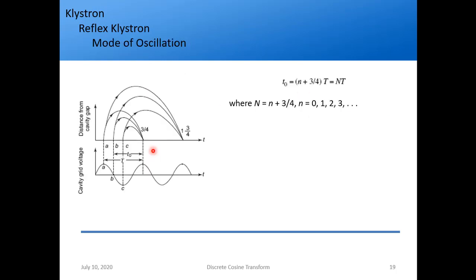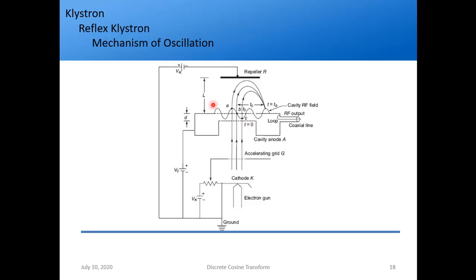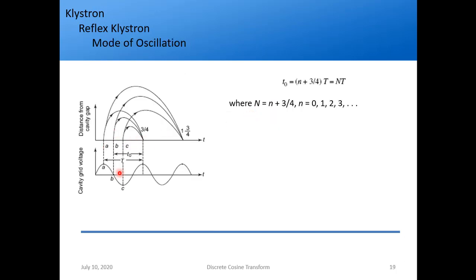Then we saw the modes of oscillation. As I said, corresponding to this distance we get the sustained oscillations. Depending on this distance we have various modes. If you see this T0, this is 3 quarter cycles, and the capital T is what? The time period of the signal.